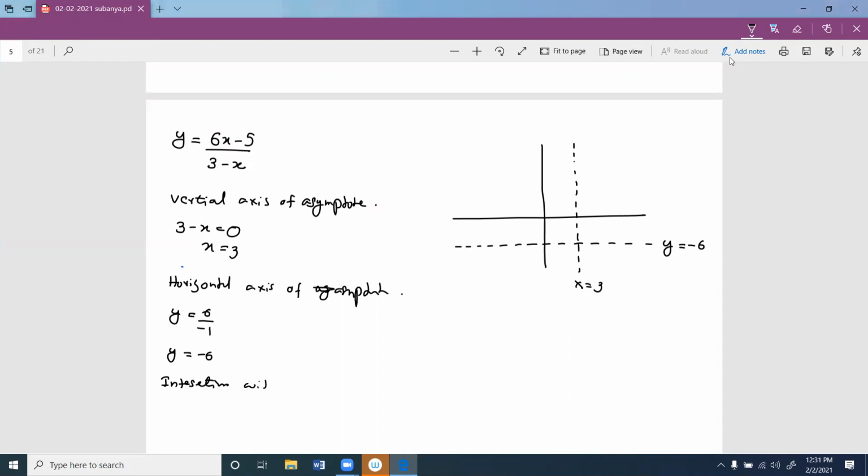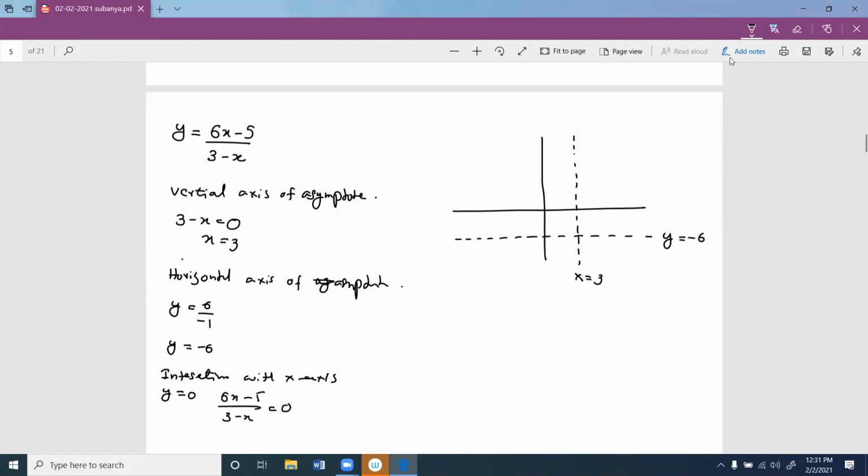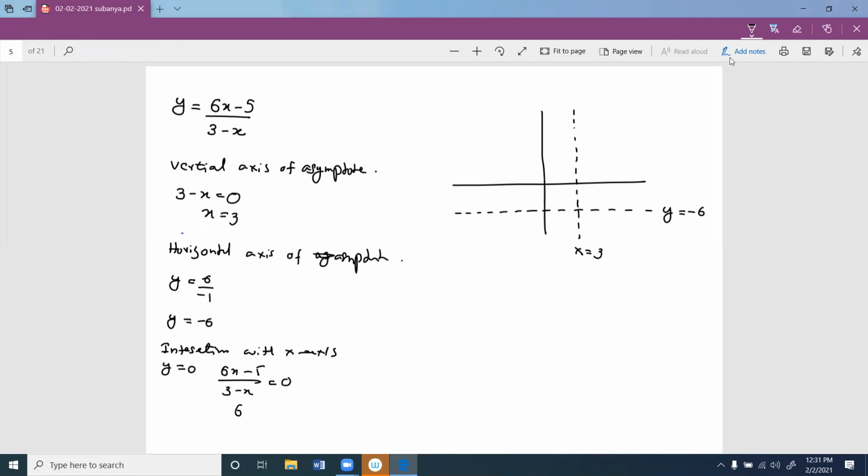Then we can find the intersection with the x-axis. Intersection with the x-axis means we make y equals 0. That is (6x minus 5) divided by (3 minus x) equals 0. If we cross multiply, 6x equals 5, so x equals 5 over 6. That x equals 5 over 6 is somewhere over here.